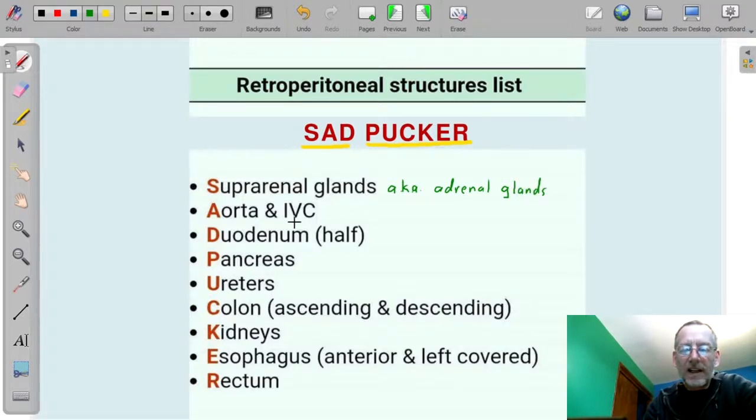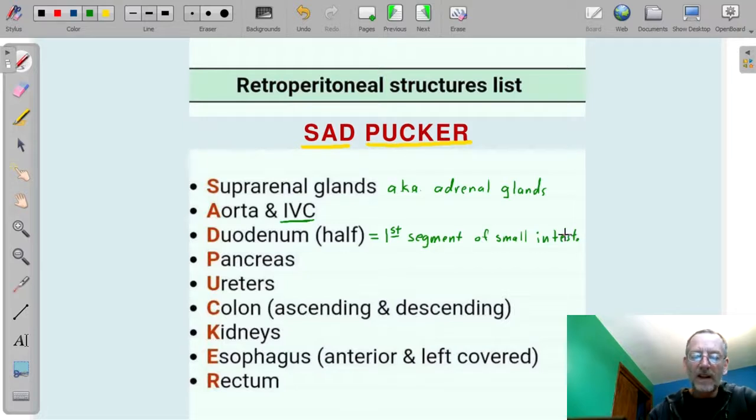And the aorta and the inferior vena cava, we've already talked about those. The duodenum, however you want to pronounce it. This is the first segment of the small intestine. We'll get back to that with the digestive system. First segment of small intestine. The pancreas, the ureters, the colon.